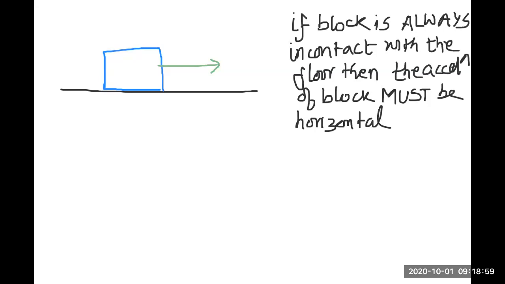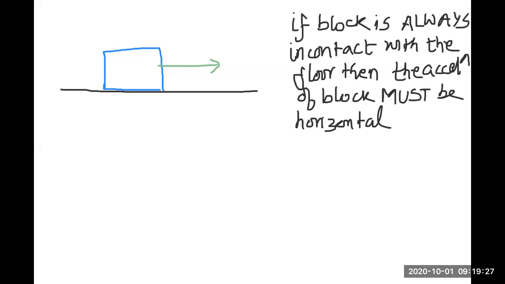Now, this may seem like a very obvious statement. This may seem like a very obvious statement. Yes, this will obviously happen. But I want to be more specific. What are we trying to say, right?